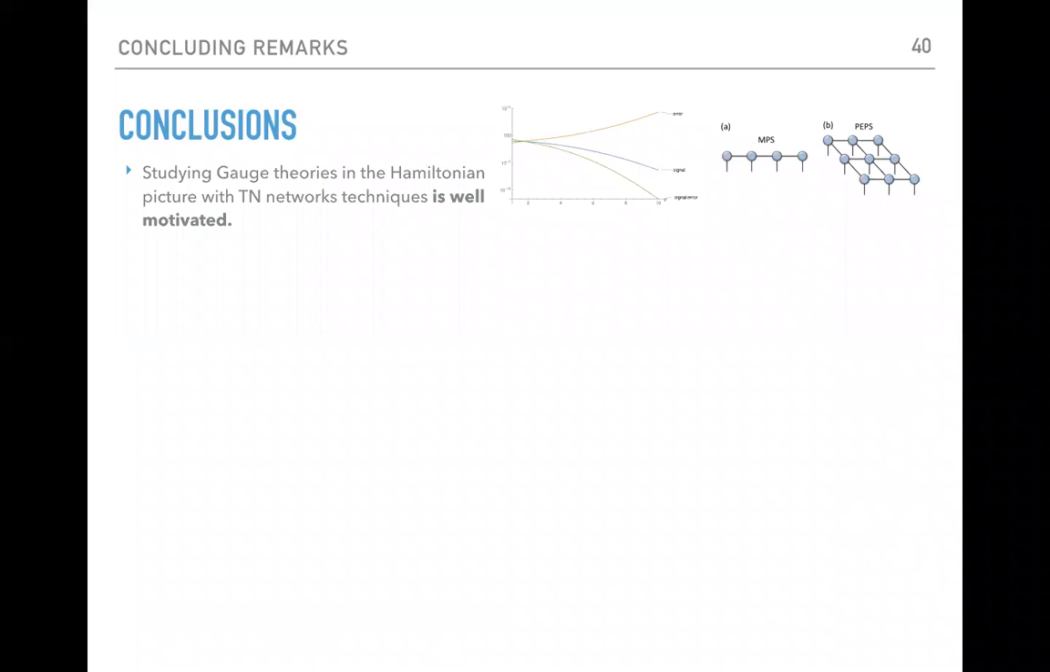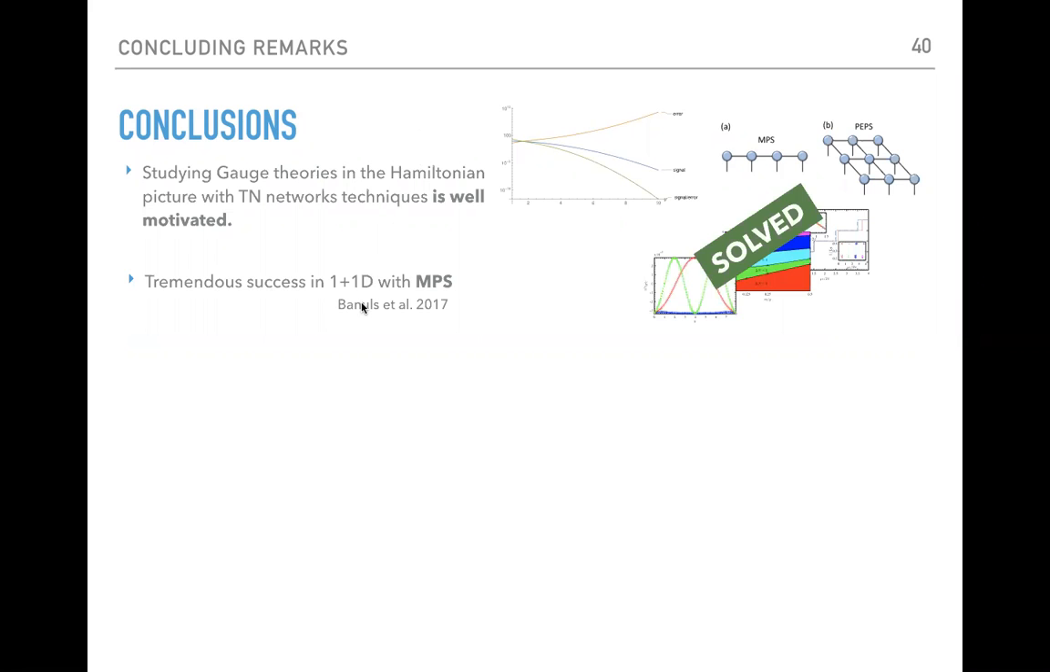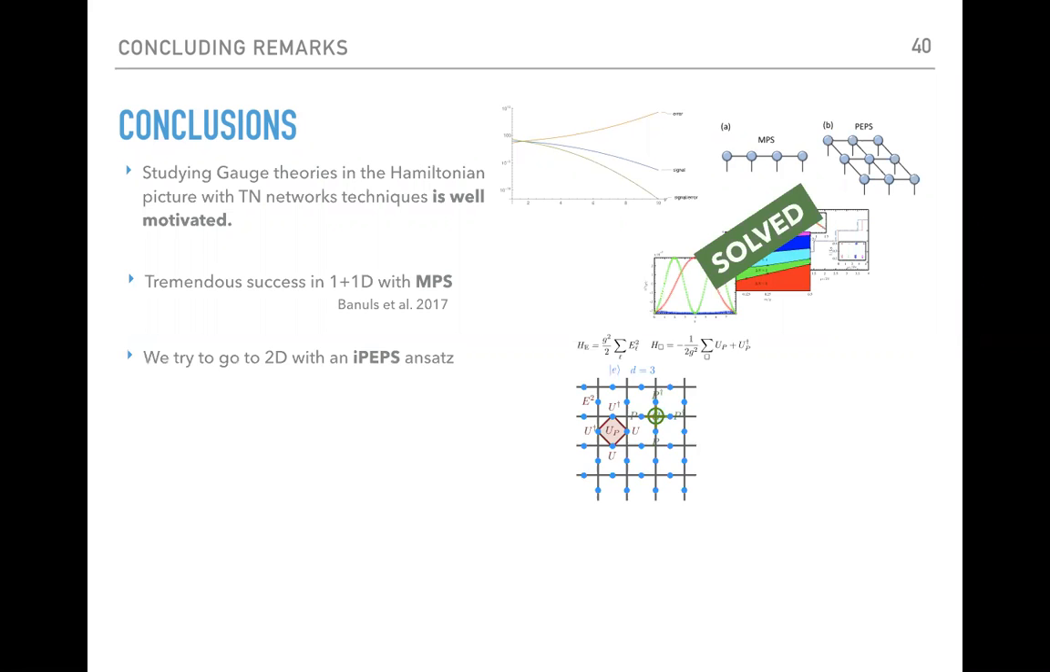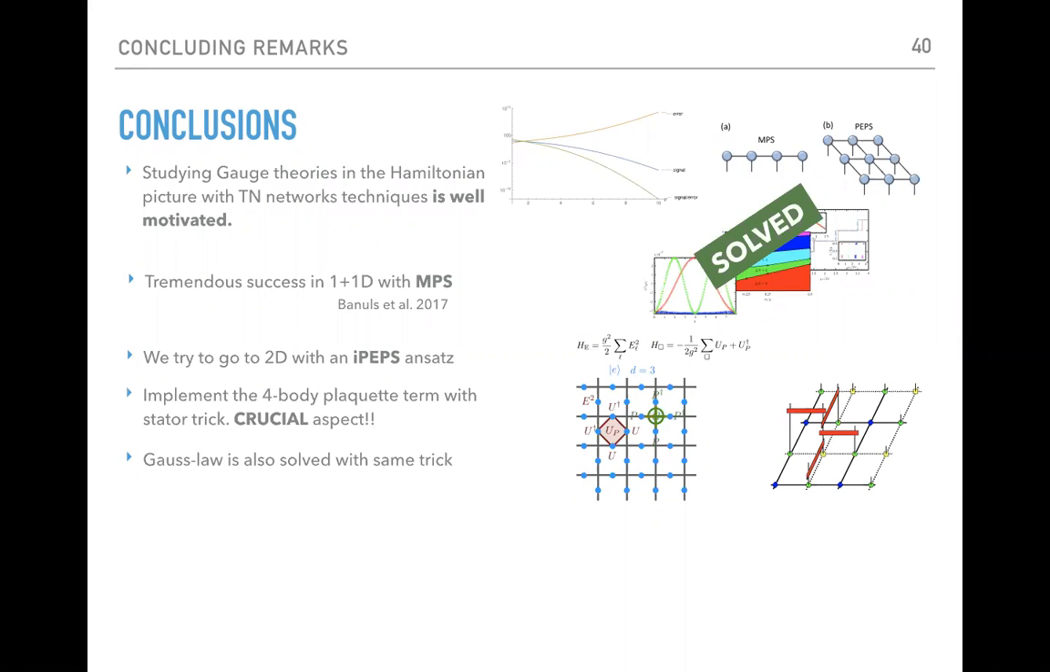So I hope I have convinced you that studying gauge theories in the Hamiltonian picture is well motivated. There was some tremendous success in 1+1 dimensional theories with MPS. And we tried to go to 2 dimensions with this iPEPS ansatz. And we implemented this 4-body plaquette operator as a sequence of these 2-body gates, which was a crucial aspect. We also used the same trick to implement the Gauss law.